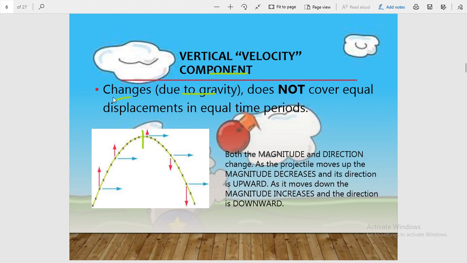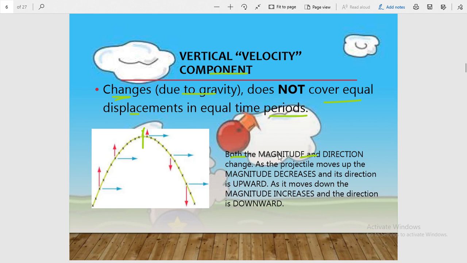So since they are variable, they cannot cover equal displacements in equal time periods. Here you can see that both the magnitude and the direction change. In this case, about the vertical component, in the first half their direction is upward and their magnitude is continuously decreasing, and in the second half their direction is the same as the direction of gravitational attraction, and their magnitude is continuously increasing.